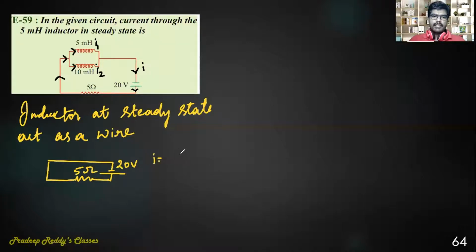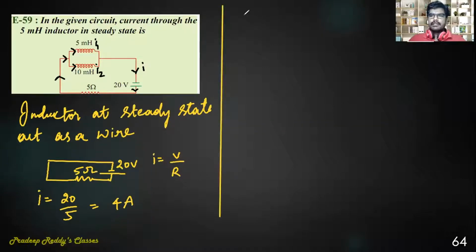The current in the circuit I is equal to V divided by R. It is 20 divided by 5. It is 4 ampere. So the total current passing in the circuit will be 4 ampere. That 4 ampere will get divided into two parts. When inductors are connected in parallel, you can write L effective is equal to L1 L2 divided by L1 plus L2.